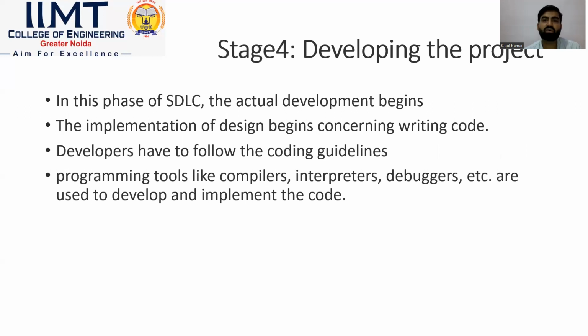Now, this is stage four, that is developing the project. In this phase of SDLC, the actual development begins, because in this stage we are dealing with the coding. The implementation of the design begins with writing code. All the developers involved in this phase have to follow the coding guidelines. The programming tools we use, like compiler, interpreter, debuggers, etc., are used in development and implementation of the code.